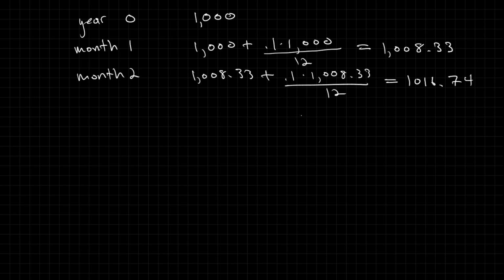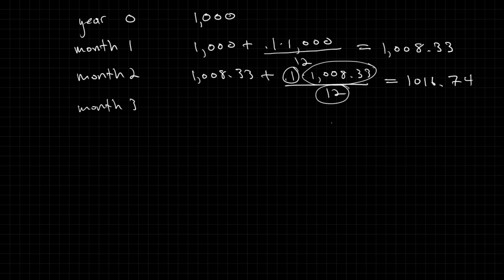And they would continue updating your money month to month using the same idea, taking the amount of money you had at the previous month, multiplying it by the 10%, or in decimal form 0.1, times the money you had at the previous month, and dividing that by 12.